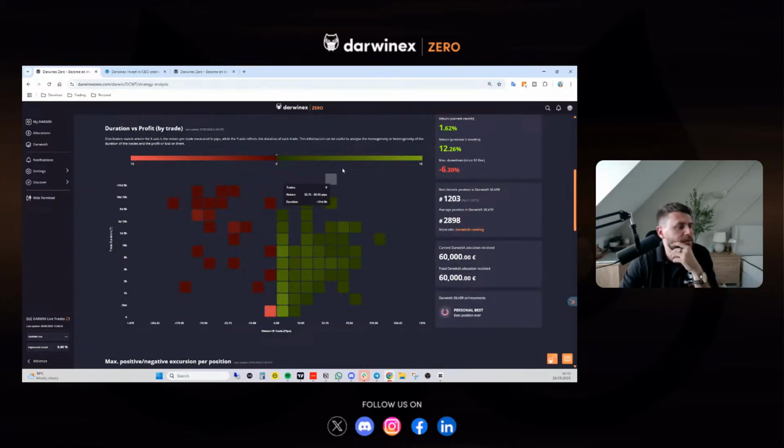So duration versus profit by trade. This is interesting. This basically measures how many pips you take on a position based on how long you're in the market. What's interesting for me is that you have a really high expected value. Actually, no, you don't. It's 50-50. Then when you're in the market for 30 minutes to an hour, you have 100% expected value. Now, that's only 100% because you don't have any data on the left-hand side, which is unfortunate.